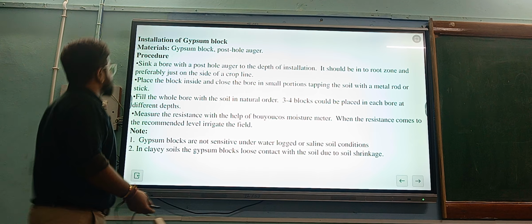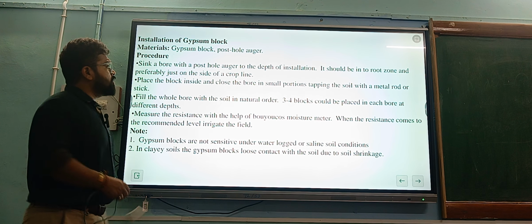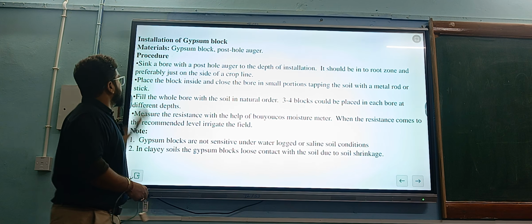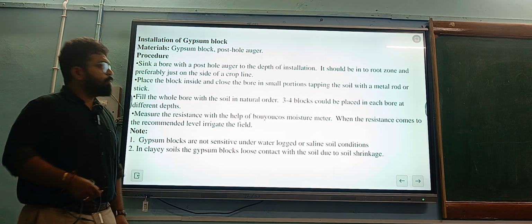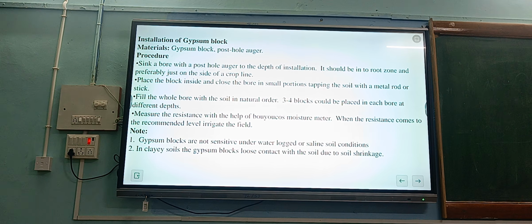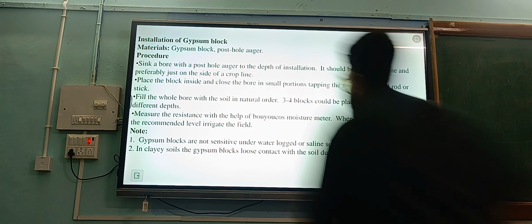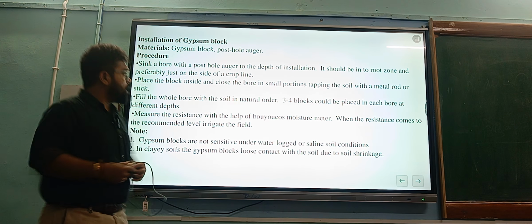The procedure is to dig a bore with a post hole auger to the depth of installation. It should be in the root zone. Place the block inside the bore and close it in small portions, tapping the soil with a metal rod. So you have to tap the soil with a metal rod. Then fill the whole bore with the soil in natural order.